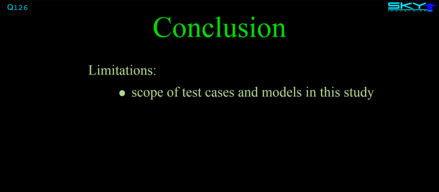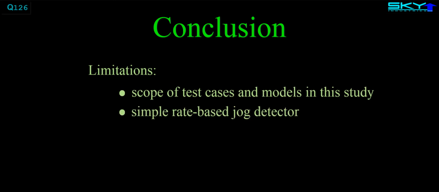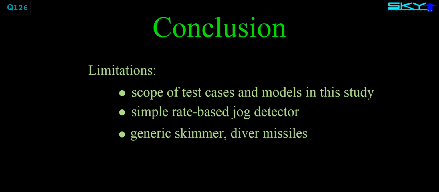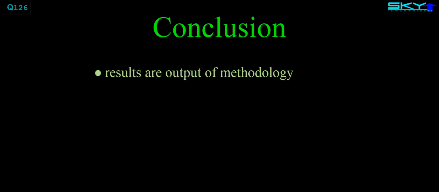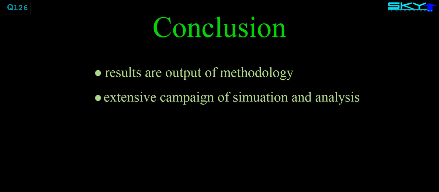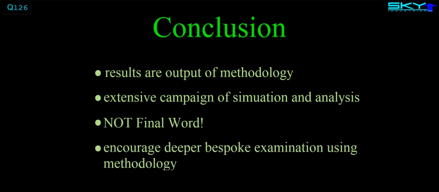Let's wrap this up with some quick summary statements. These statements only apply to the conditions and the models used in this study, and for a simple rate-based jog detector used against a generic sea skimmer missile and a generic high diver missile. The results are the output of a methodology described in this video and elsewhere, comprising an extensive campaign of simulation and analysis. And these conclusions are not intended to be the final word on the subject. They're intended to encourage a deeper examination of this problem using this methodology or some refinement of it.